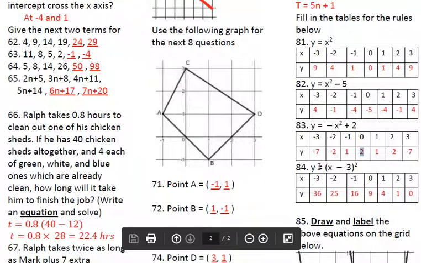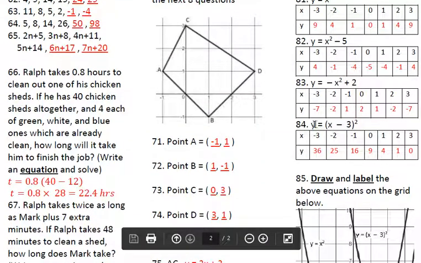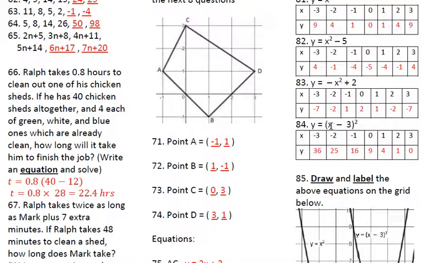We've got another last one here. Once you've got all those values, you can plot them in later on. Let's look at our last one. When x is negative 3, negative 3 minus 3 will give you minus 6. Square that and you'll get positive 36, because negative times negative is positive.